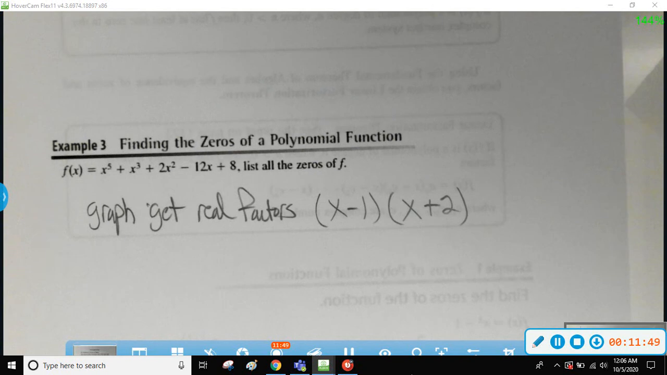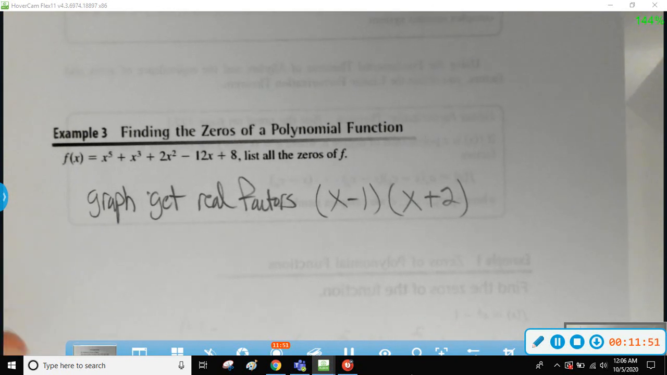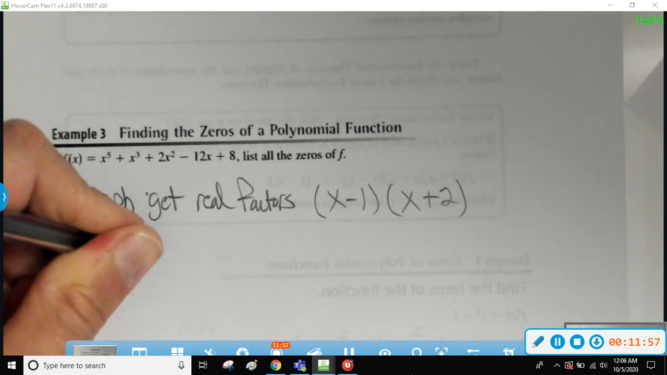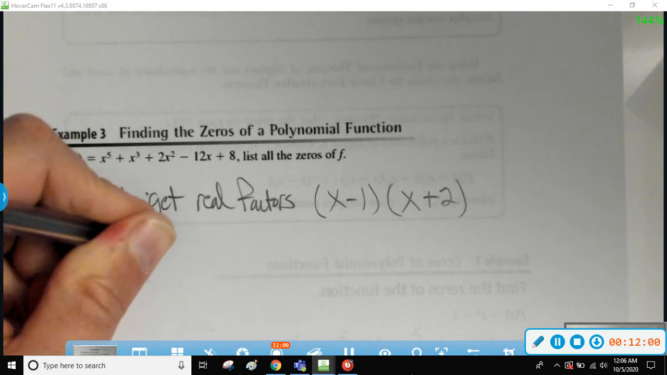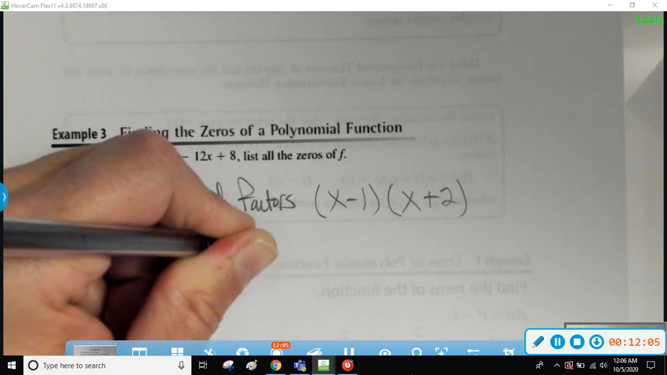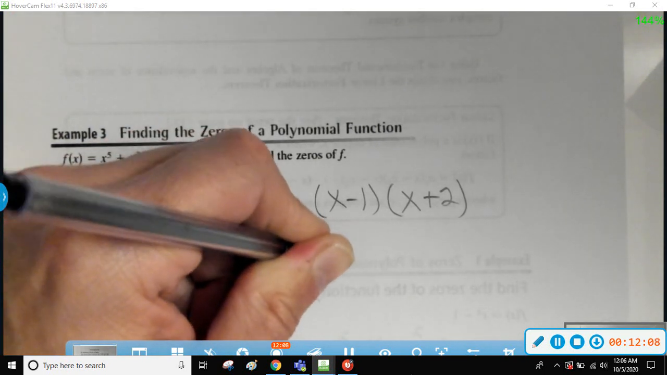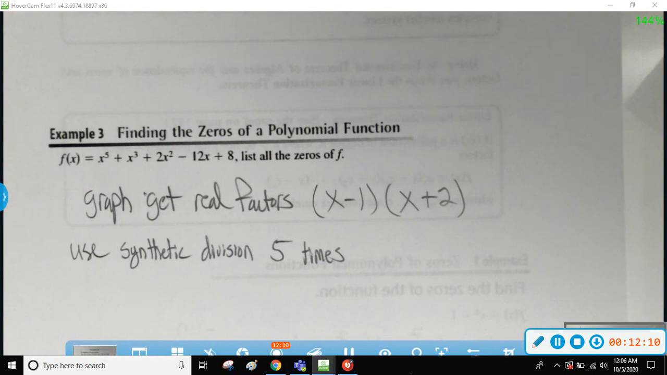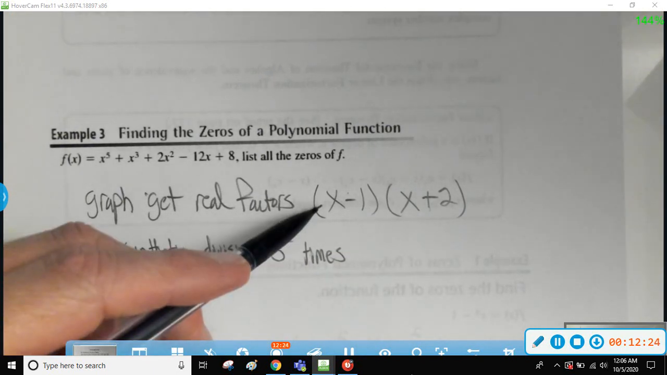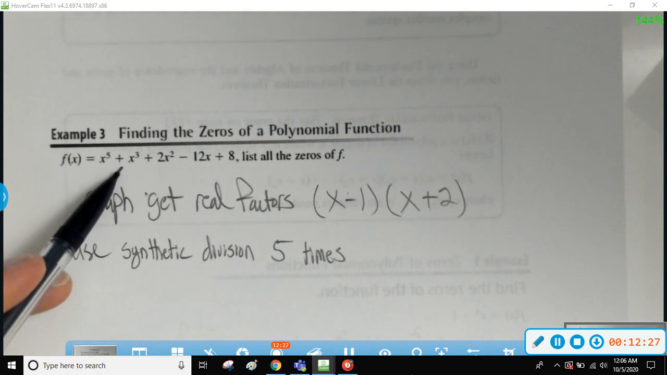Alright, now, here's the next thing that we would have to do. We would have to use synthetic division 5 times on this one. We'd have to use synthetic division 5 times would be our next step. Because remember, we're trying to factor this completely down so we can get all of the zeros. Well, graphing gave me 2 of the factors, and so now what I would have to do with these factors is divide it into this polynomial.